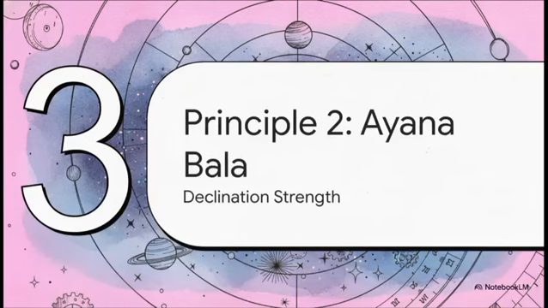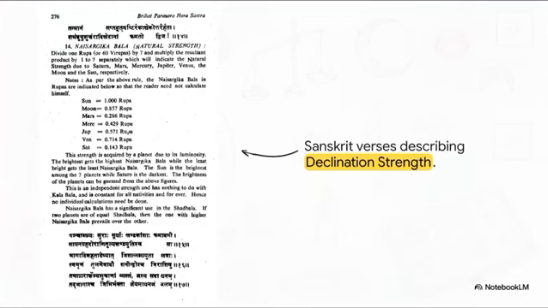All right, Part 3, Principle 2, Ayana Bala, which is declination strength. Turning over to page 276, the ancient text outlines Ayana Bala. Here, the focus totally shifts from the local horizon to the vast celestial equator. It outlines this incredibly profound mathematical framework for measuring a planet's strength based on its seasonal declination, meaning how far north or south it actually travels in the sky throughout the year.